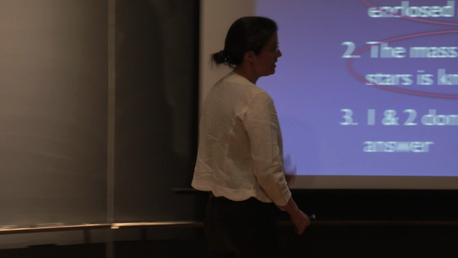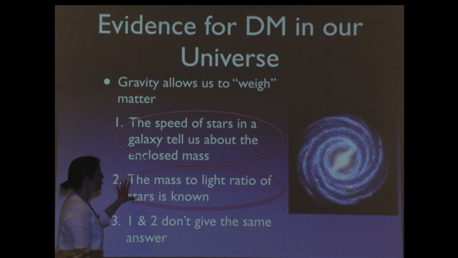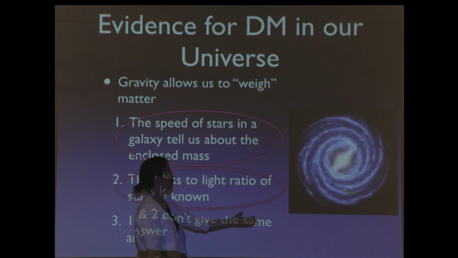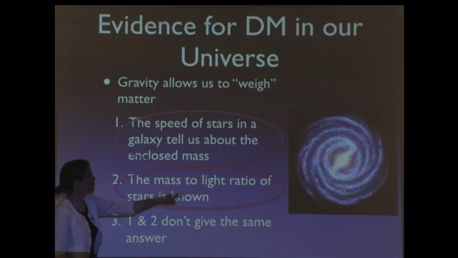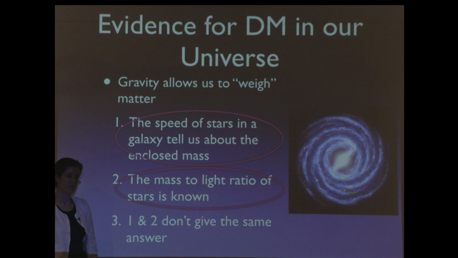Then we have a second completely independent measurement. And that is that we believe we understand how stars work. And we know, in fact, for a given mass of the star, how much light it should emit. And I can go and look at how much light there is, and therefore infer how much mass should be there. And the problem is, I have two different ways of measuring the mass, one from how fast the stars are moving, and the second from how much light there is. And they should give the same answer, if all of the mass is in the form of stars. But the problem is that these two ways of measuring the mass don't give the same answer.